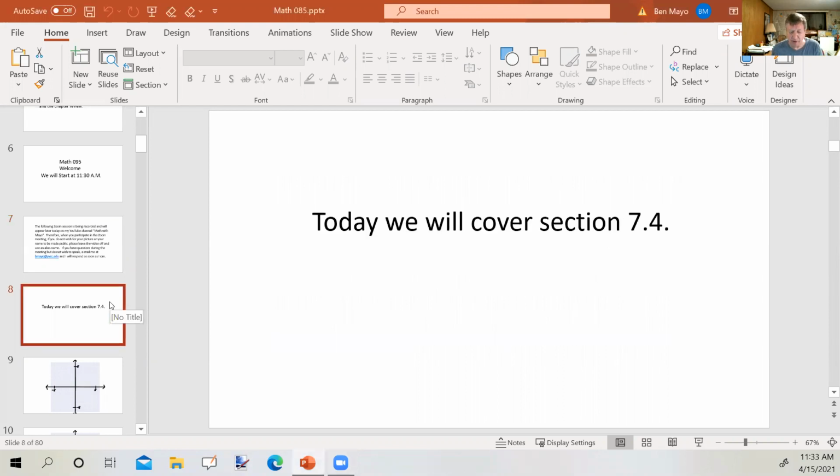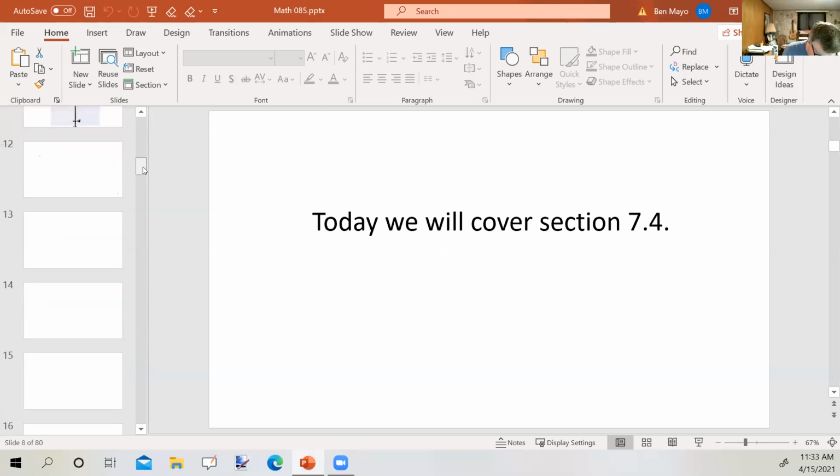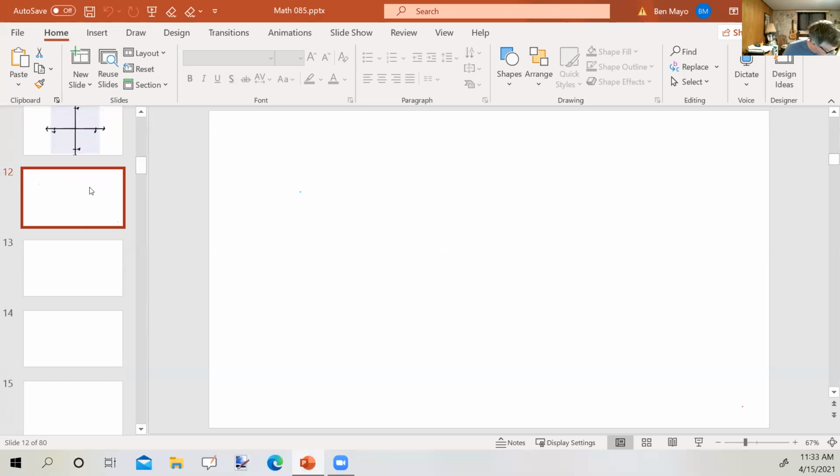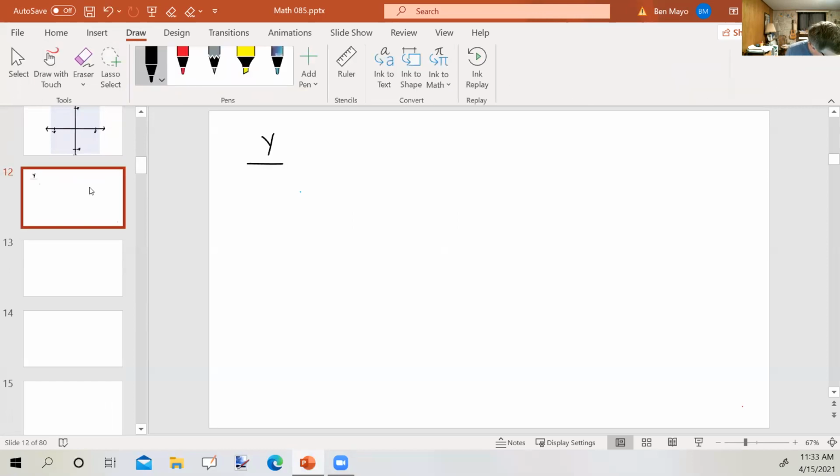All right, so today we're going to go on and take a look at section 7.4, which is adding and subtracting fractions or rational expressions with unlike denominators. So let's look at some basic examples and then go on from there. So let's say we have y divided by 4 plus 3y divided by 5.